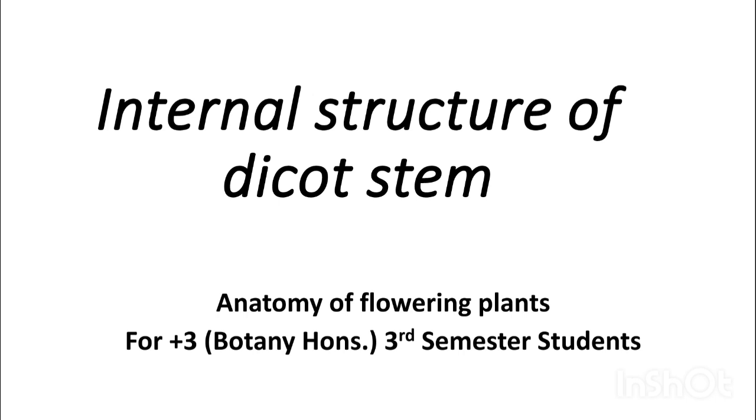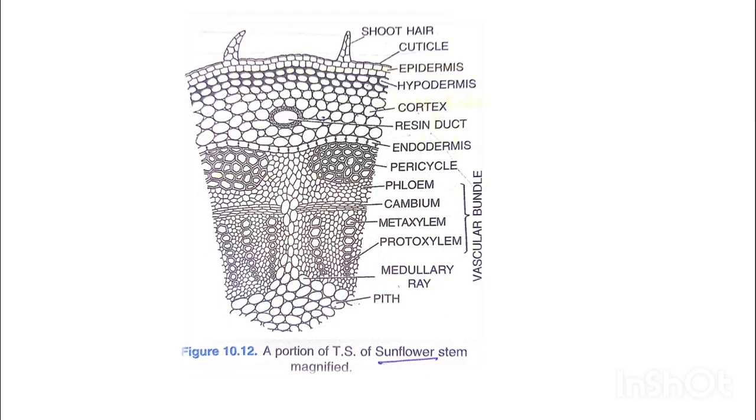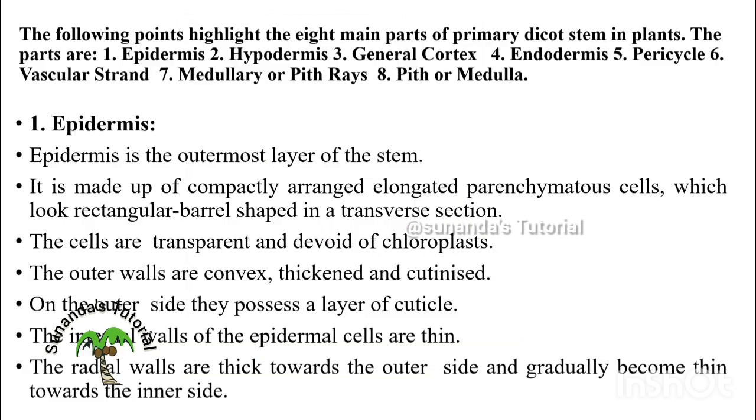In this video, we will discuss the anatomy of a dicot stem, or the internal structure of a dicot stem. This is the diagrammatic representation of a typical dicot stem, the transverse section of a sunflower stem. Magnified image of the transverse section of a sunflower, Helianthus annuus, stem. The transverse section of any dicot stem reveals the following layers.